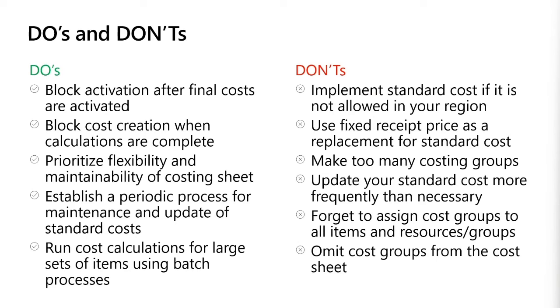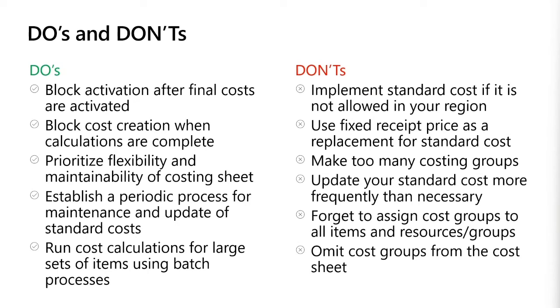On the don't side, the first one is the most important one. We do not recommend that you implement standard cost if it's not allowed in your region. Standard cost is not considered generally accepted by all governing bodies, so you want to make sure you check with your auditor and your finance department before you implement standard cost. In our first tech talk, where we covered general inventory costing setups, we talked about the fixed receipt price function on the item model group. We want to reiterate what we said in that tech talk, which is do not use the fixed receipt price as a replacement for standard cost. If you want to know more about that, please watch the recording from our first tech talk.